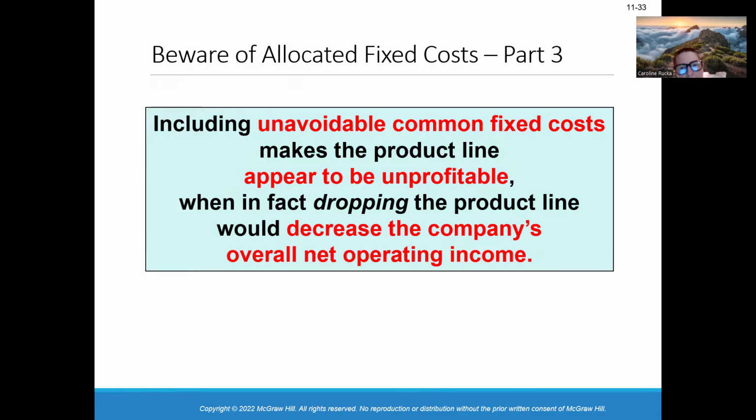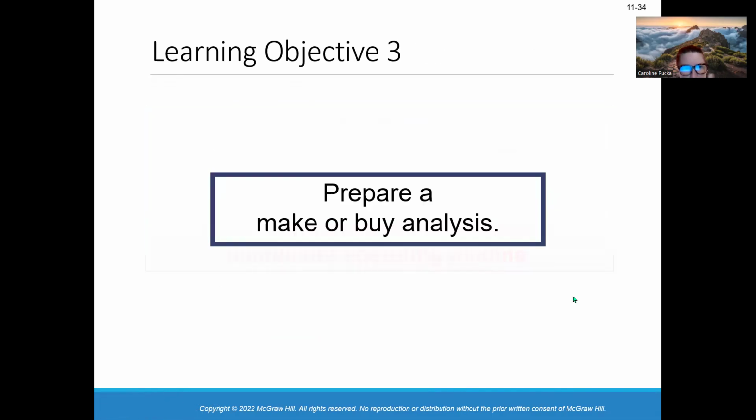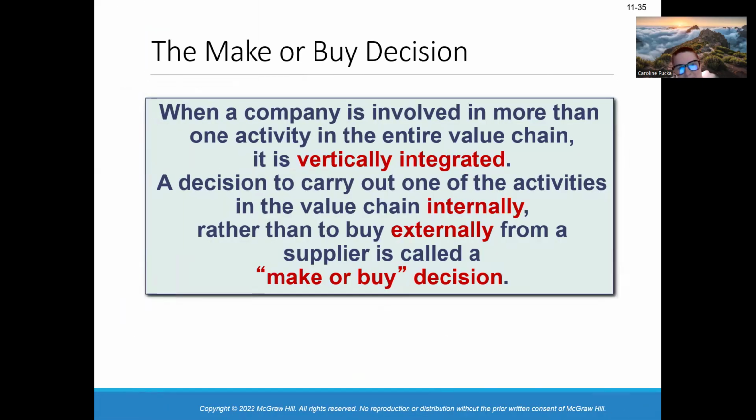Those unavoidable common costs are making the product line appear unprofitable, when in fact, dropping the product line would make the situation even more unprofitable. Next up, we're going to look at make or buy analysis.